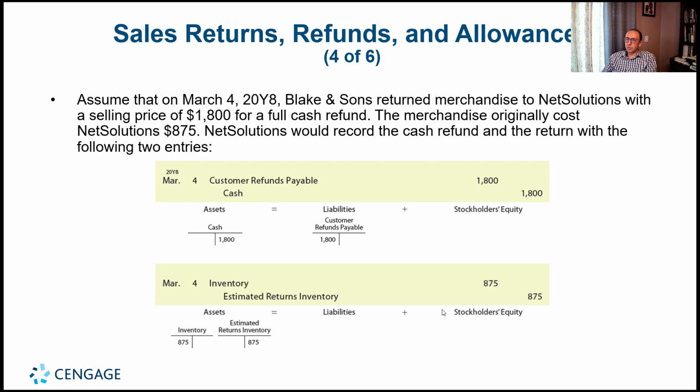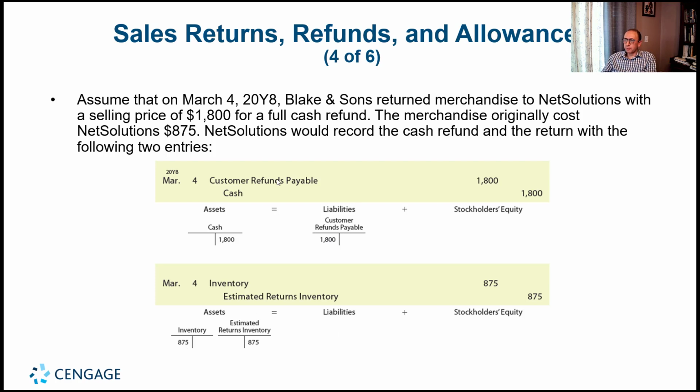With the same idea like in the coupons, assume that on March 4th, year 8, Blake & Sons returned merchandise to Net Solutions with a selling price of $1,800 for a full cash refund. The merchandise originally cost Net Solutions $875. Net Solutions would record the cash refund and the return with the following two entries.